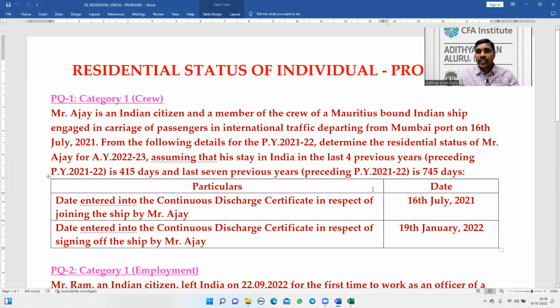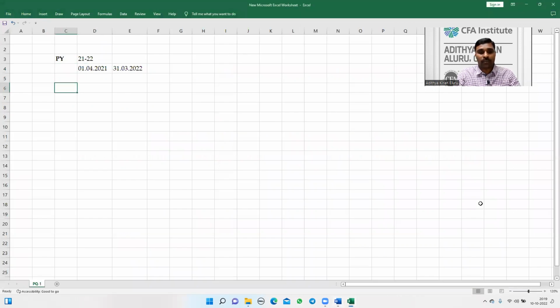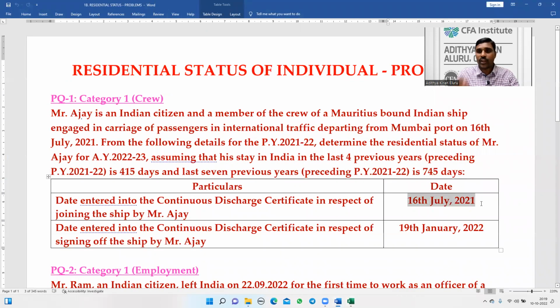So he left India on 16th July. Therefore, I have to exclude 16th July and treat it as if it is not in India. Therefore, I'll consider the number of days stayed in India. April, he has stayed 30 days. May, 31 days. June, 30 days. July, he left India on 16th, so I exclude 16th and count only 15 days. And in the month of January, he came on 19th, so I have to exclude 19th as if it is also not in India.